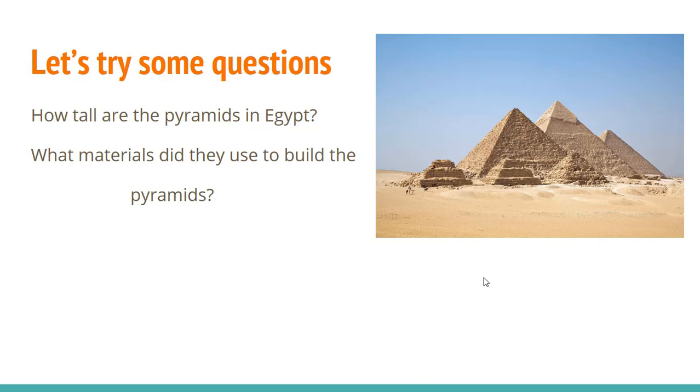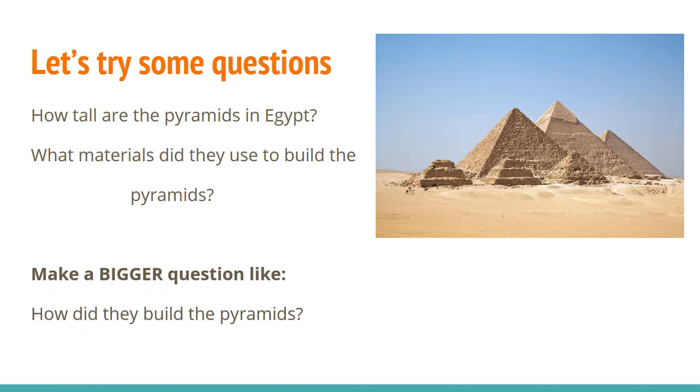The same thing with what materials did they use to build the pyramids? Let's say they used limestone rock. Again, you can't write a whole paragraph with one fact. So if your question only has one fact as an answer, or if the answer is yes or no, that's not a good research question. Let's see how we could reword it. You could make it a bit bigger and say, how did they build the pyramids? And you could talk about the materials they used. You could talk about how tall it was. All those facts would go under that big question.